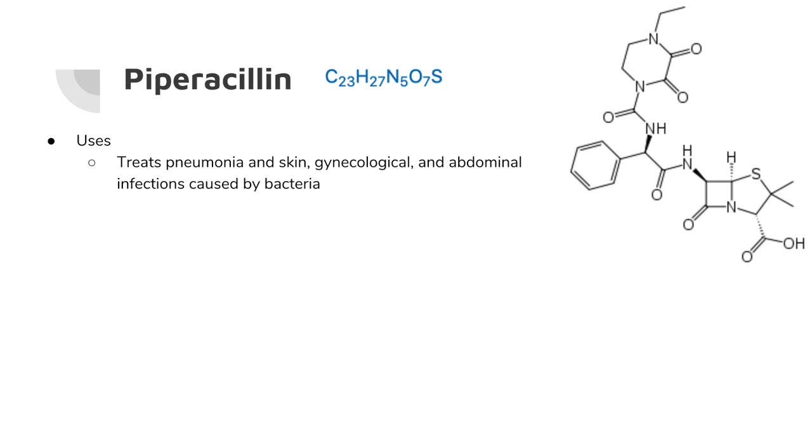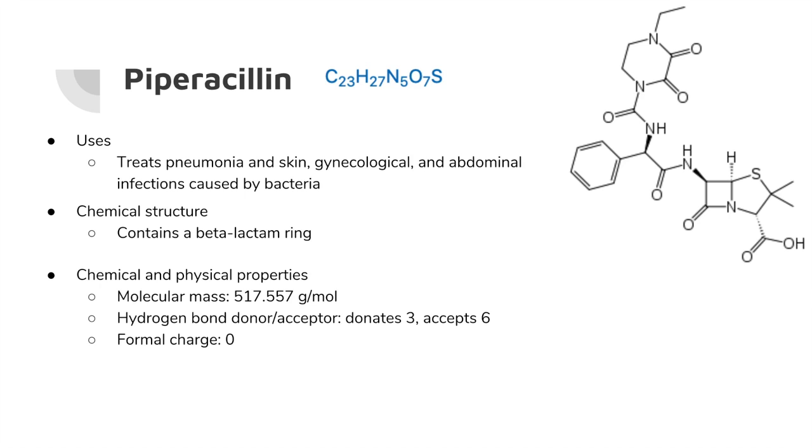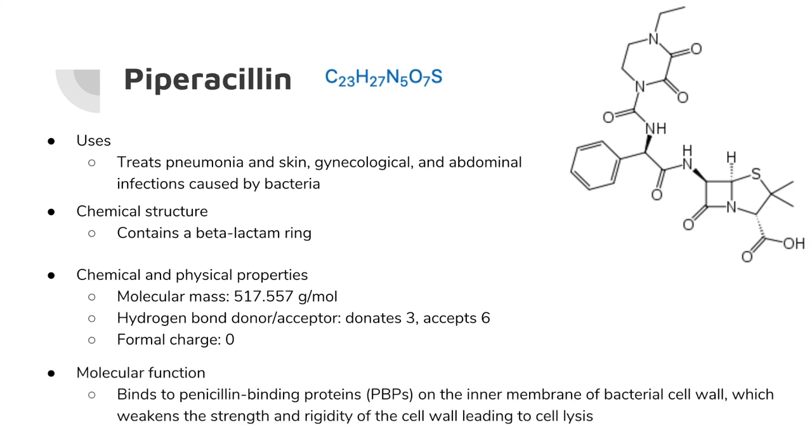Another example of penicillin is piperacillin. So it is used to treat pneumonia and skin, gynecological, and abdominal infections caused by bacteria. Its chemical structure is also a beta-lactam ring, and its chemical and physical properties are that it has a molecular mass of 517.557 grams per mole. It can donate 3 hydrogens and accept 6, and it has a formal charge of 0. As stated before, the molecular function of piperacillin, as all penicillins, is that it binds to penicillin-binding proteins on the inner membrane of bacterial cell walls, which weakens the strength and rigidity of the cell wall, leading to cell lysis.